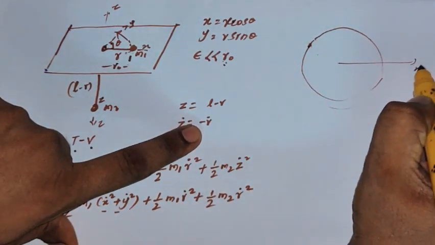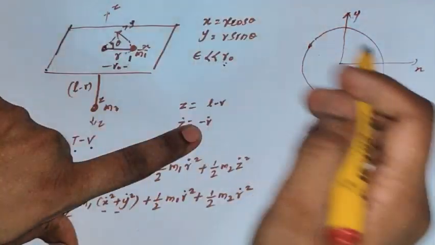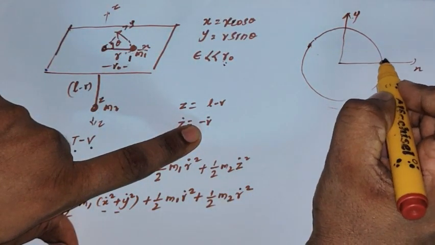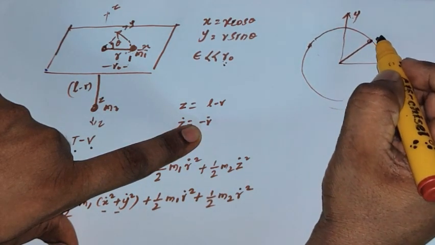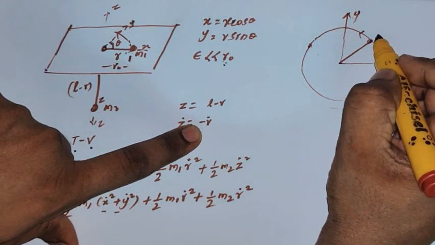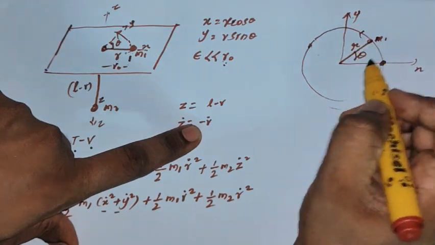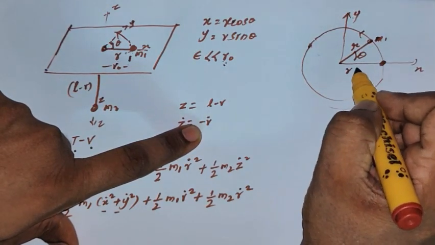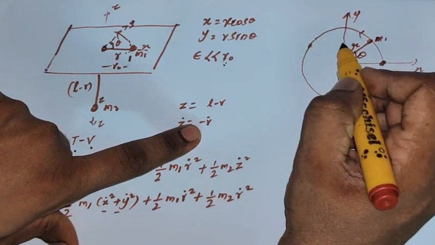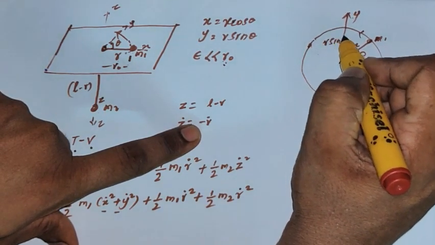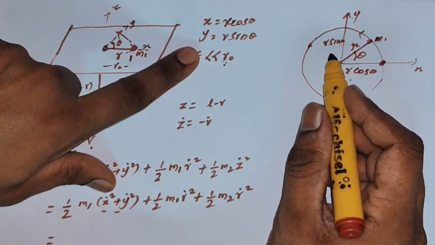If this is the x-axis and this is the y-axis, we are just looking from above the plane. If the particle m1 is moving in circular motion in the counterclockwise direction, making angle theta, with radial coordinate r, then the projection along the x direction is r cos theta and the vertical component is r sin theta. Hence x equals r cos theta, y equals r sin theta.